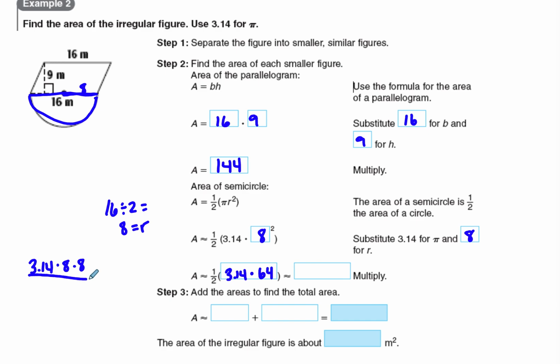And then we do need to either divide it by 2 or times 1/2. It all means the same thing. So let's see, 3.14 times 64 and then divided by 2. That's going to give me 100 and 48 hundredths for my semicircle. So now I'm going to add the two parts together. 144 for the parallelogram, 100 and 48 hundredths for the semicircle is going to give me 244 and 48 hundredths. Let's check. Did they ask us to round? No. So that's going to be 244 and 48 hundredths meters squared.